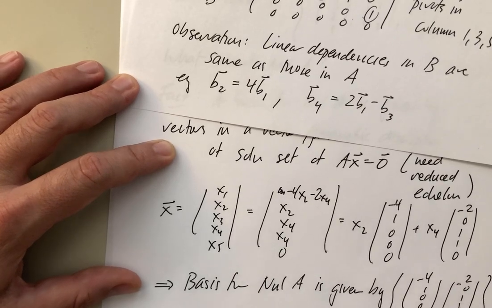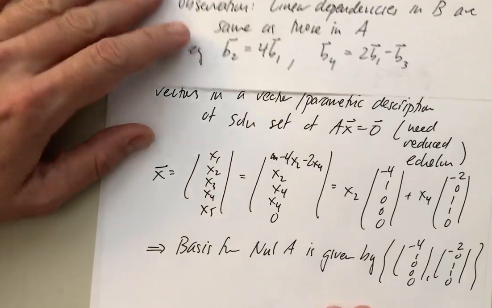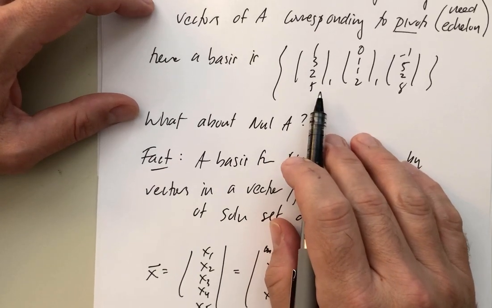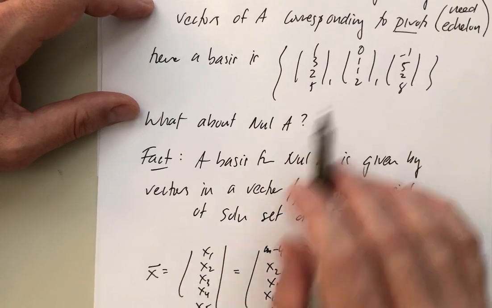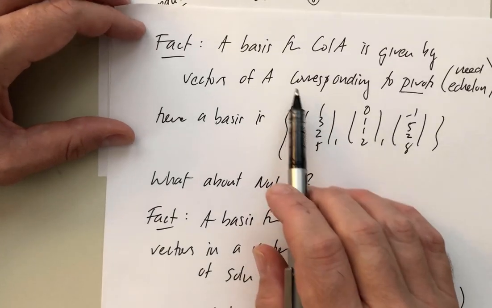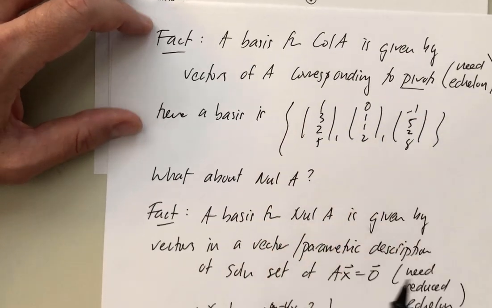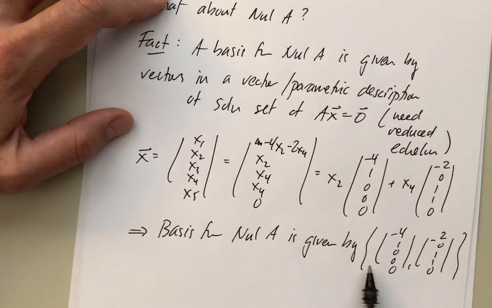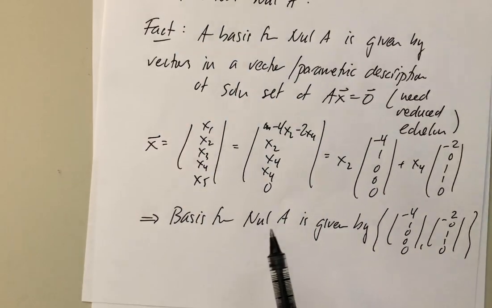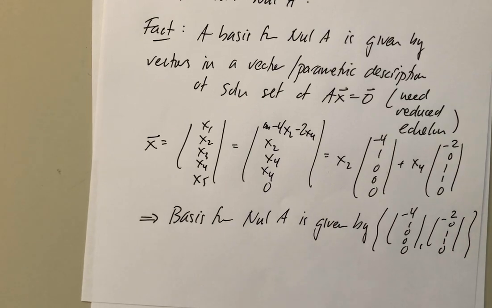Of course, these are vectors in R5 because the null space is a subspace of R5 here. The column space basis consisted of vectors in R4 because the column space is a subspace of R4. Notice that the basis for the column space has 3 vectors corresponding to the pivots. A basis for the null space has 2 vectors corresponding to the free variables, the non-pivots. And that's something we've seen before. We'll see that again and make that more precise. But that's it for today. We'll see you next time.